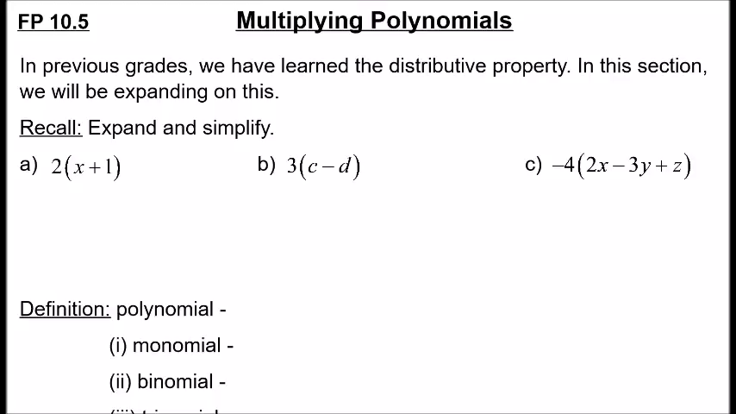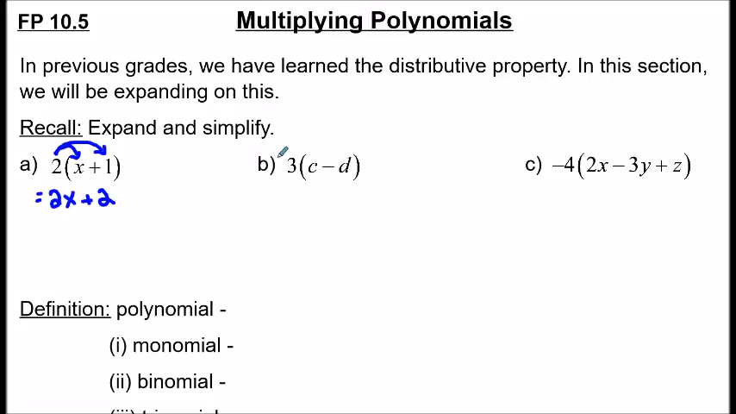Multiplying polynomials. In previous grades, we have learned the distributive property. In this section, we will be expanding on this. So these first questions are something that we've done back since grade 8, and it's asking us to distribute this 2 into the brackets. So what I'm going to do is take the 2 and multiply it first by the x, and that'll give me 2x. And then I'm going to take the 2 and multiply it by the 1. And that will give me 2 times 1 is 2.